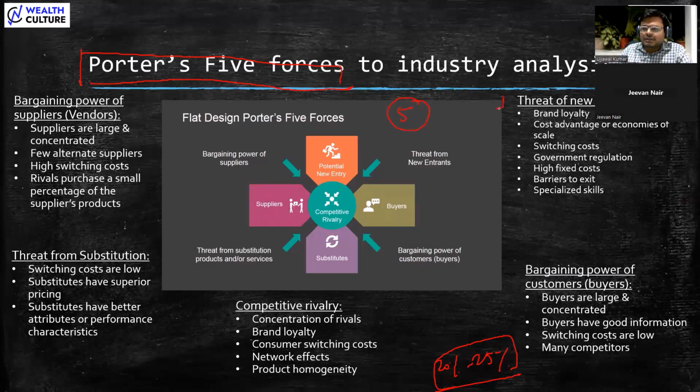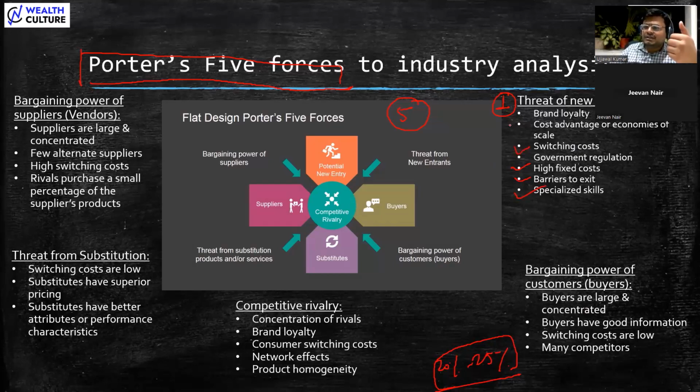One is the threat of new entrants, which means how easy it is for new players to come and set up business, right? And if you are in a business which has high fixed cost, so let's say you need 1,000 crores of capital to set up this business, then it's very difficult to enter that business. If it has barriers to exit, so for example, it's very difficult to exit the business also. So if a business is difficult to exit, people will not enter in the first place, or it needs specialized skills, or switching costs are very high.